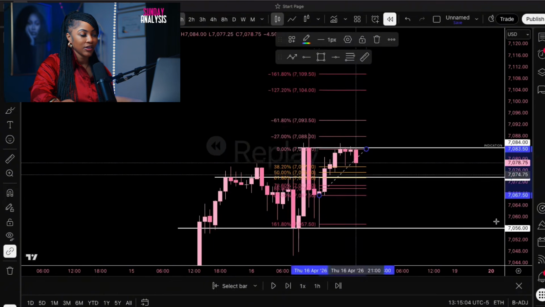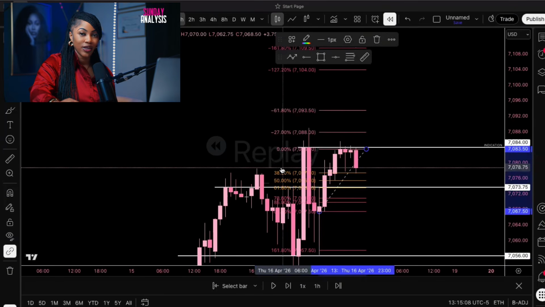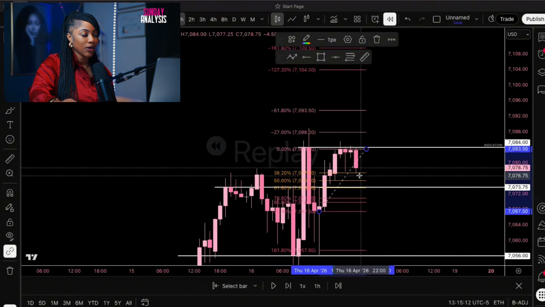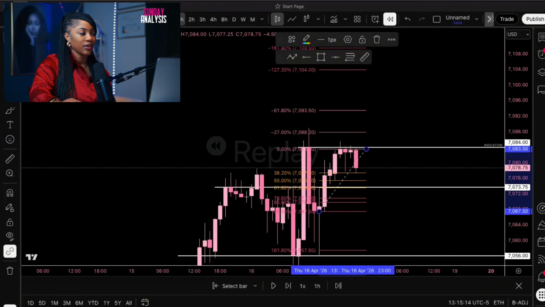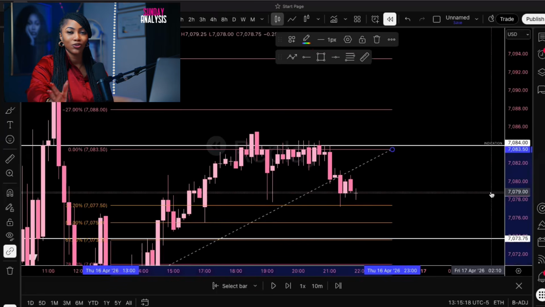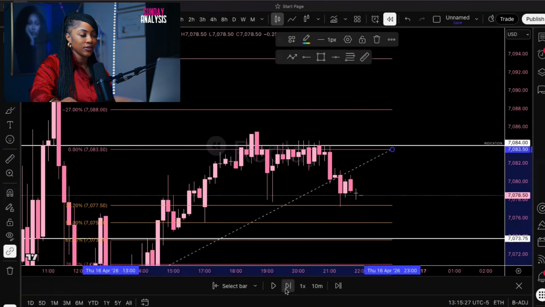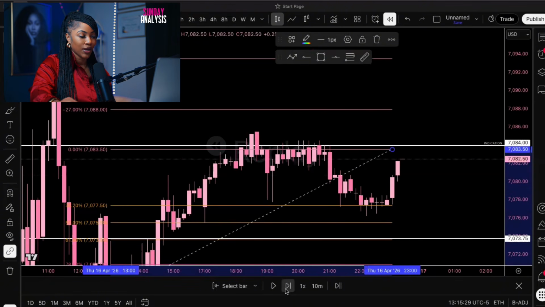I'm going to draw my Fibonacci tool from the base body of that indication of these candles, and it's pushing up. I see that now price is pulling back on the 1-hour to the 38.2%, which is exactly what I want to see. So now I go down maybe to the 10-minute, the lower time frame, to see if structure is being created as far as a bullish structure.